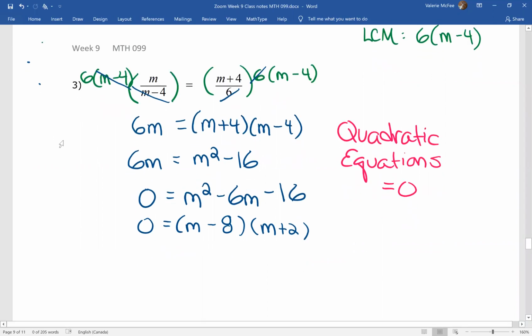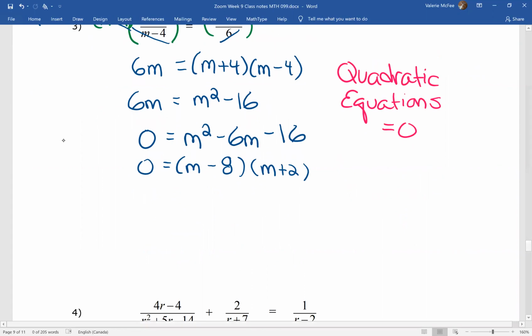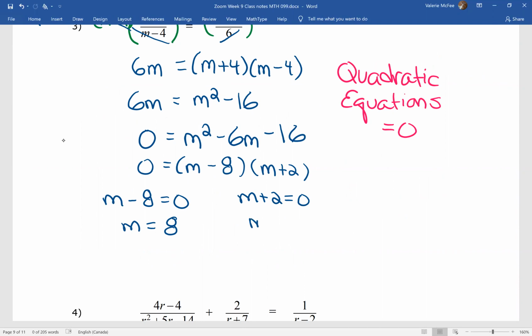And using the zero factor theorem, we know that m minus 8 could equal 0, or m plus 2 could equal 0. So we have two possible solutions, m equals 8 or -2.